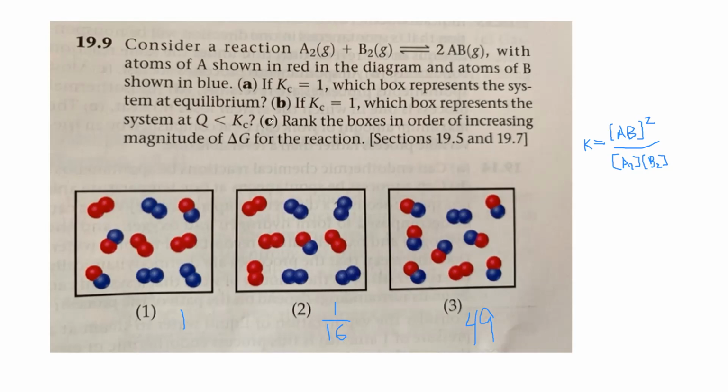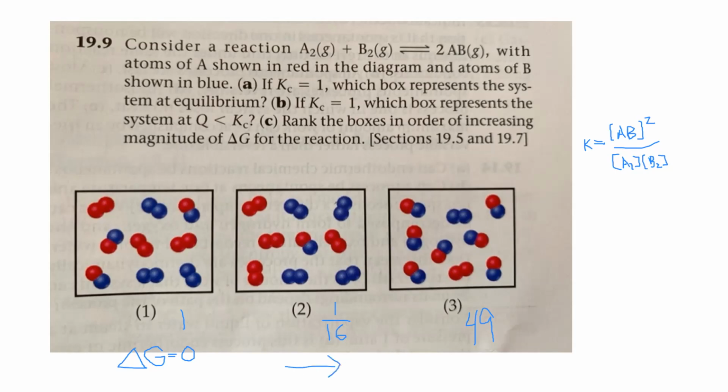And then with letter C rather, rank the boxes in order of increasing magnitude of delta G. So with that, we know this first one's at equilibrium. So the delta G is just going to be 0. And then with the other two, we want to think about which direction this is going to move. If it's going to move in the forward direction spontaneously, then we'll have a negative delta G. And with that case, we would be looking at the second one here.